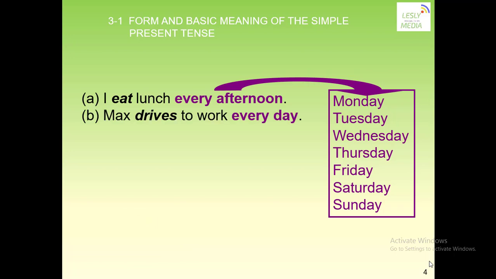Next, Max drives to work every day. Why does the verb end with S? Drives? Because the subject here is Max, and the pronoun of Max is he. Okay, we get up every morning. Why are there no changes for the verb? No S at the end of the verb? Because the subject here is we.